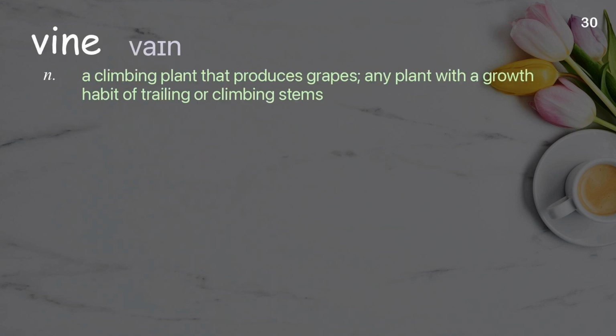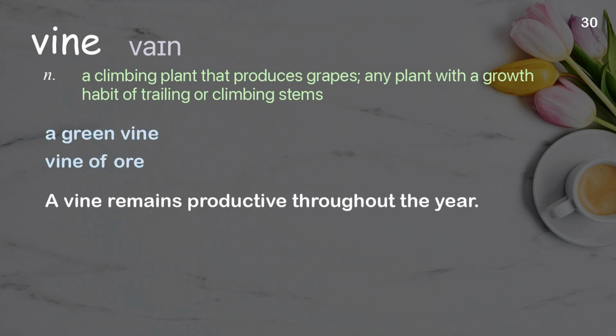Vine. A climbing plant that produces grapes; any plant with a growth habit of trailing or climbing stems. Examples: A green vine. Vine of ore. A vine remains productive throughout the year.